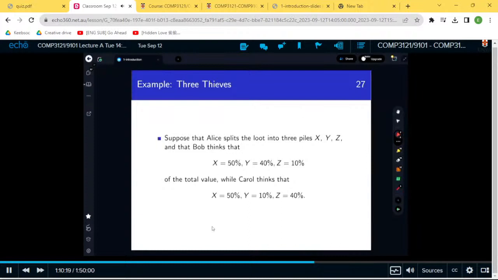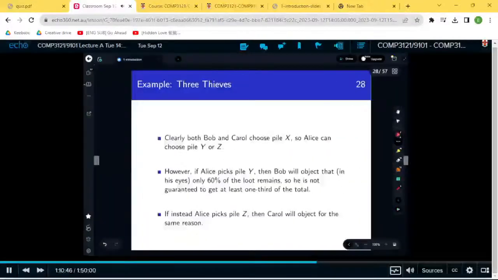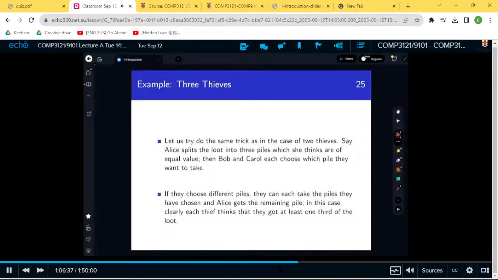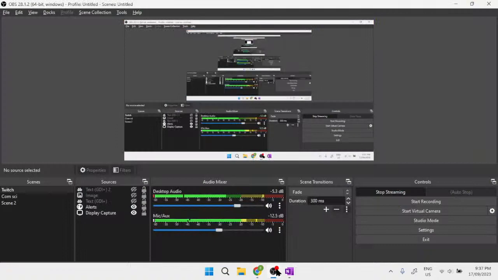So if we have the previous picture, Bob and Carol both want the first pile x. But which one do they give to Alice? Well, Bob obviously thinks that z should go to Alice. Carol thinks that y should go to Alice. So in one case, Bob will object because now there's only 60% of the loot left once we give 40% from his perspective to Alice. So it might not be possible to satisfy Bob. If Alice instead picks pile z, then we again need to split into different parts that satisfy them.